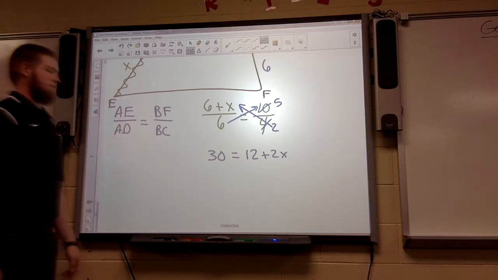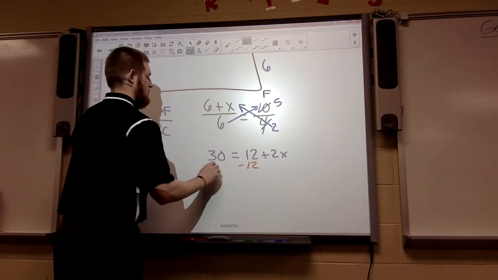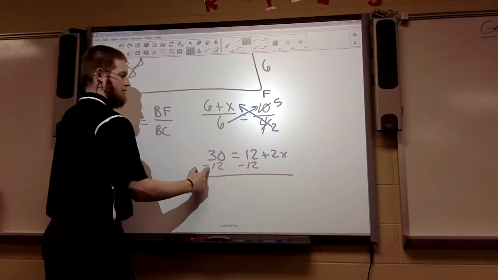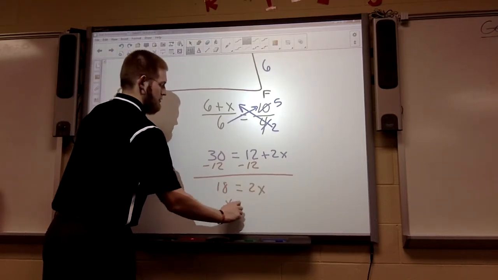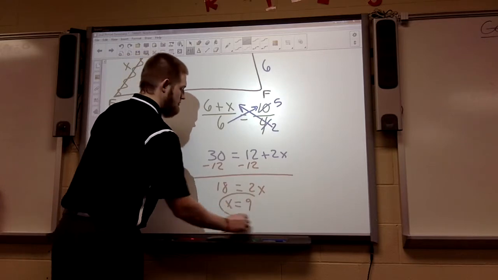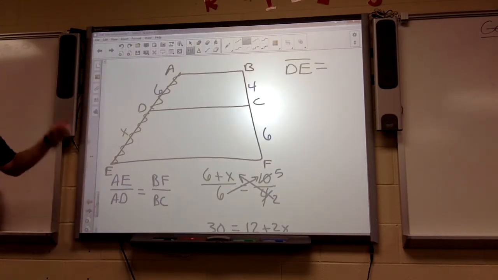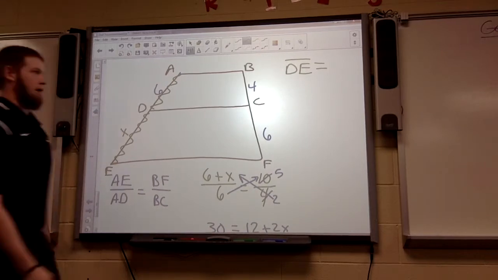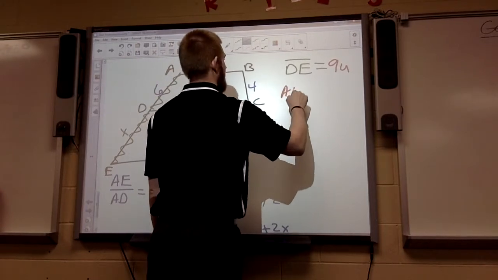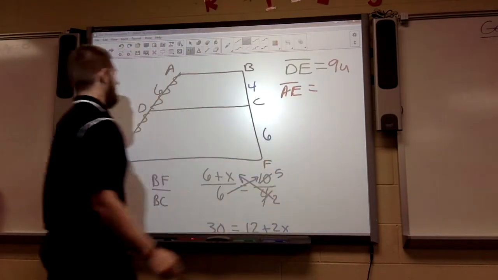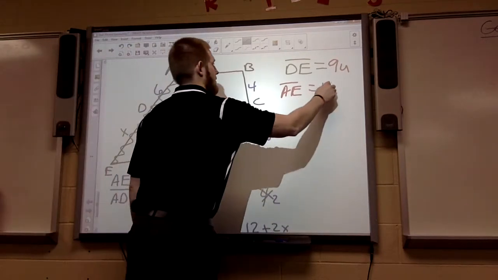How do I go about solving this, Adriana? You subtract the 12. Good, subtract 12, I get 18. 18 equals 2x. So x equals 9. So, if x is 9, what is the length of DE? 9 units. What is the length of AE? 9 plus 6, which is 15 units. Good.